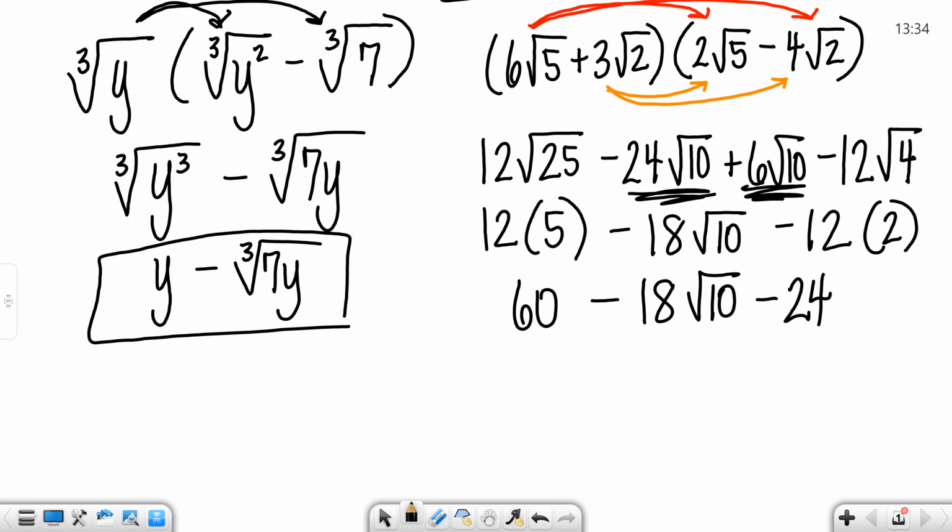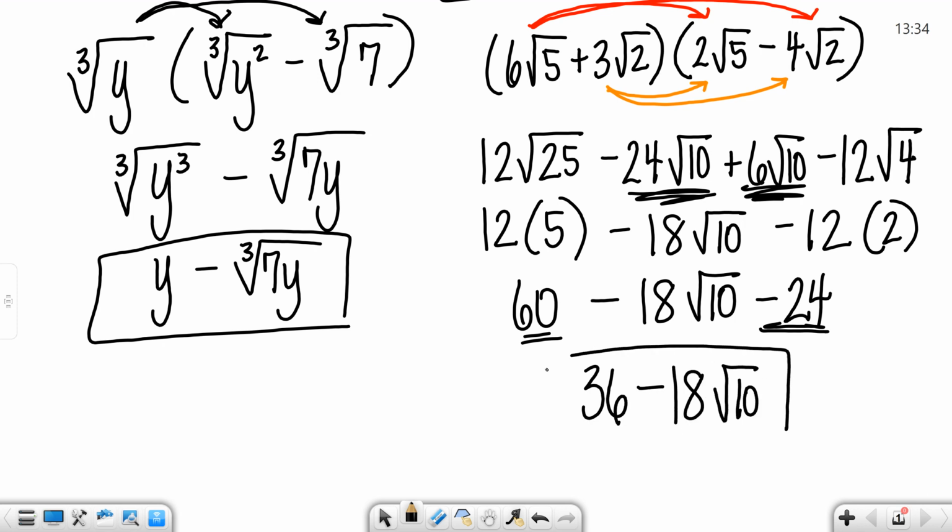Now we can combine that 60 and the 24. So it says 60 minus 24, and we would get 36 minus 18 on the square root of 10. Nothing else I can do there. That 18 is connected to that square root of 10. So this would be our final answer there.